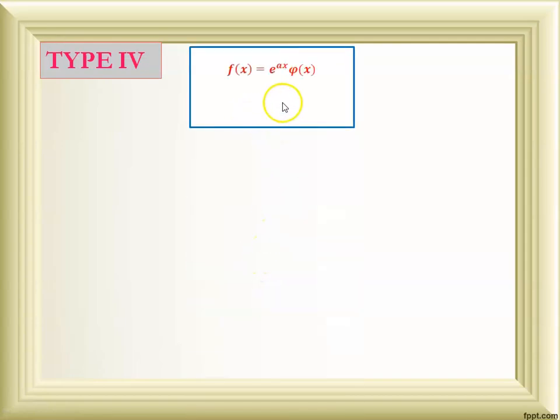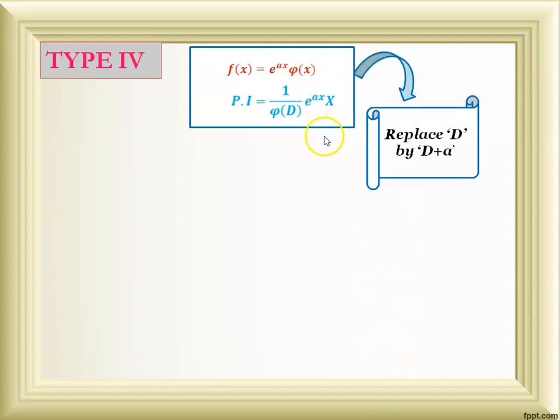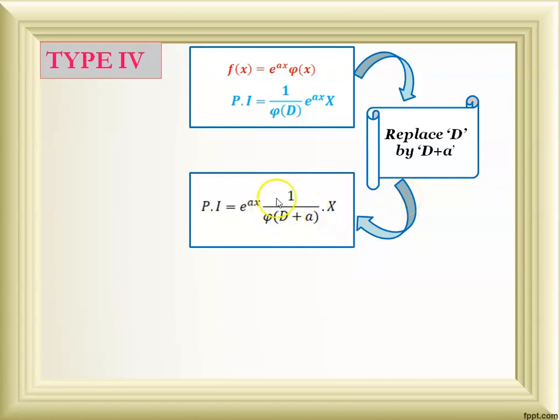So this is f of x is equal to e power ax into phi of x. This phi of x may be a trigonometric or algebraic form. So the P.I. is equal to 1 by phi of d into the RHS term. So here we need to make a replacement in the denominator. At first replace d by d plus a. A is the coefficient of x in the exponential power. So therefore after replacing, I am just moving this exponential to the left because its duty is over.